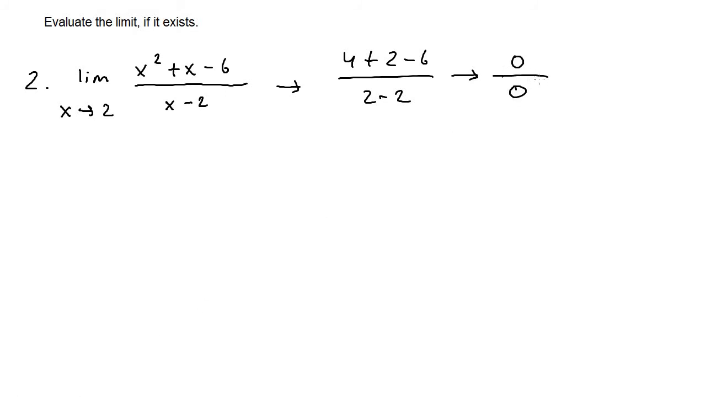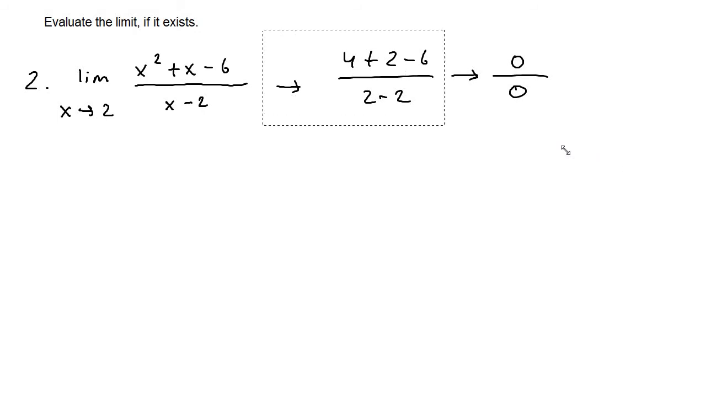So because we got 0 over 0, and obviously we cannot divide by 0, that tells us that direct substitution does not work. However, that does not tell us that the limit actually does not exist. So I'm actually going to go back to the original function and try to simplify this function, then use direct substitution again to see if the limit exists.